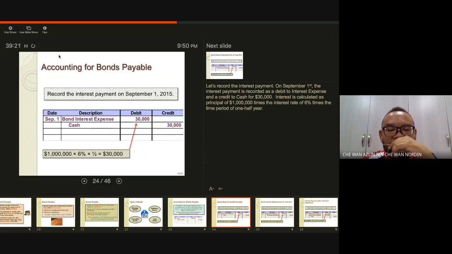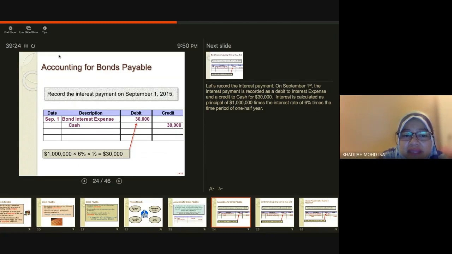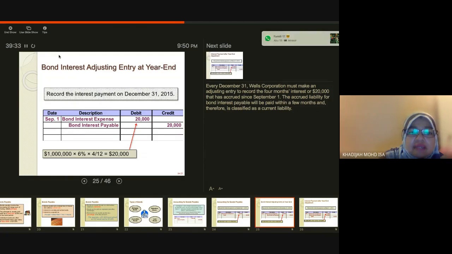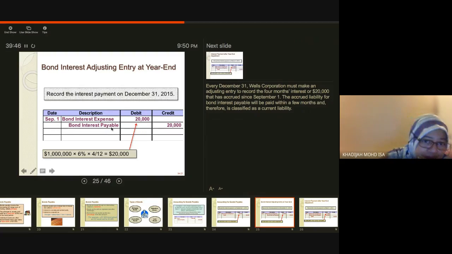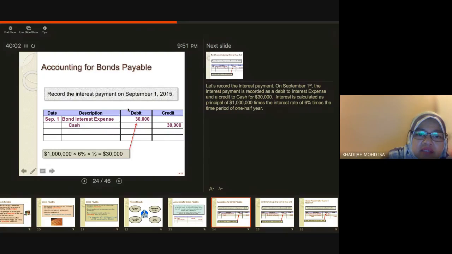So that means paying interest twice per year. In this case, 6% times half, so they pay for half year only. Another time they will record again, bond interest expense and bond interest payable. So say you record the interest payment on December 31st. Earlier they paid in September. So from September, they have paid 30,000.